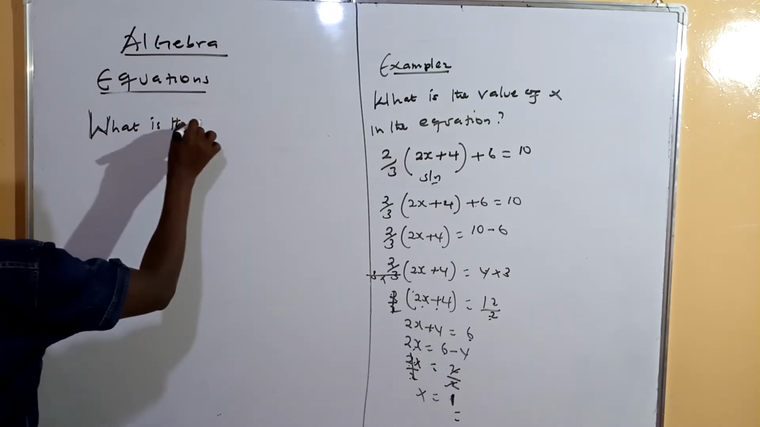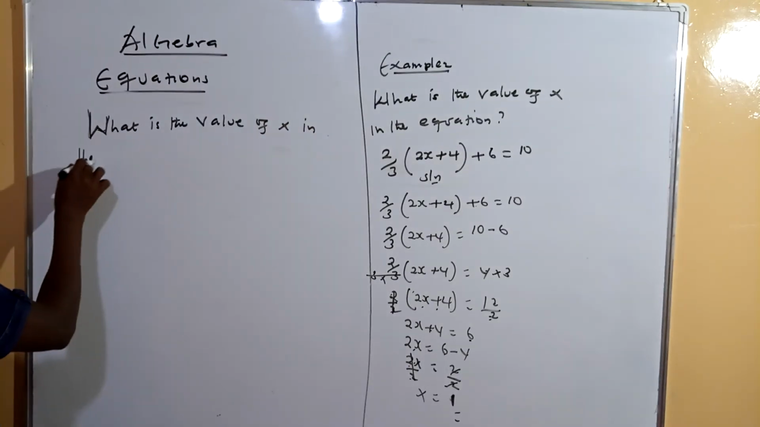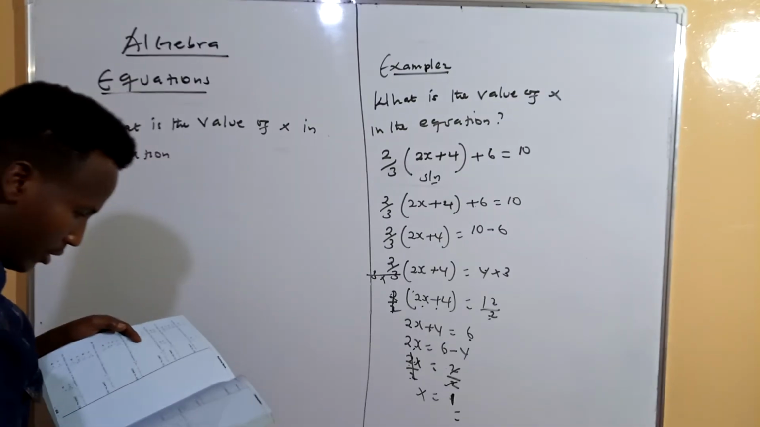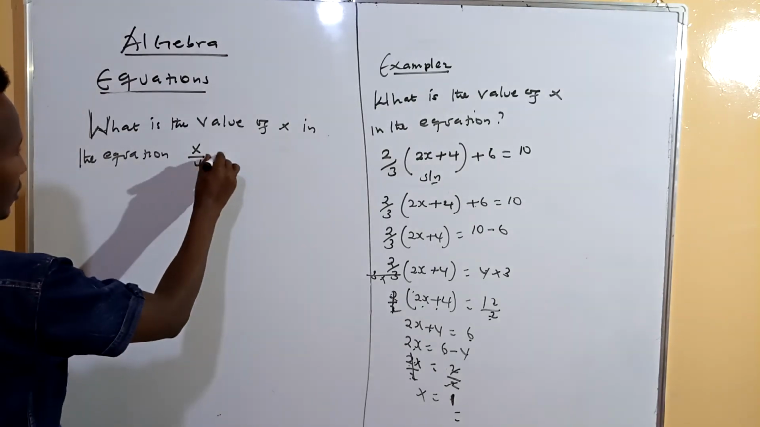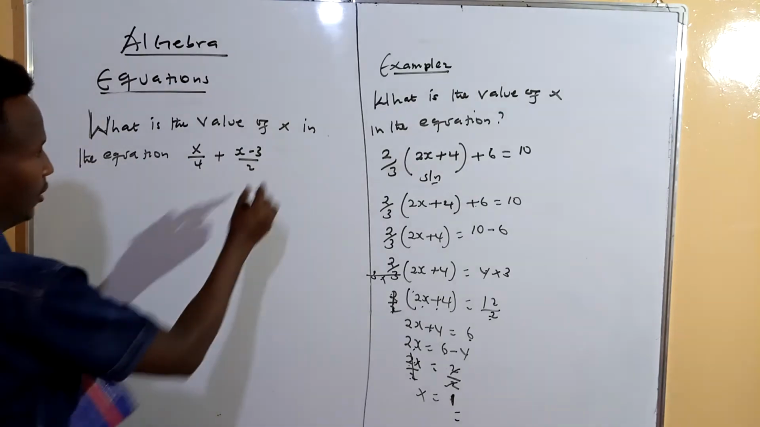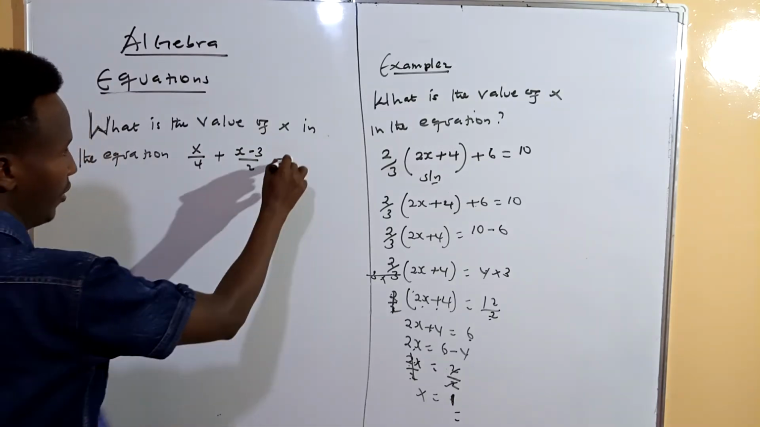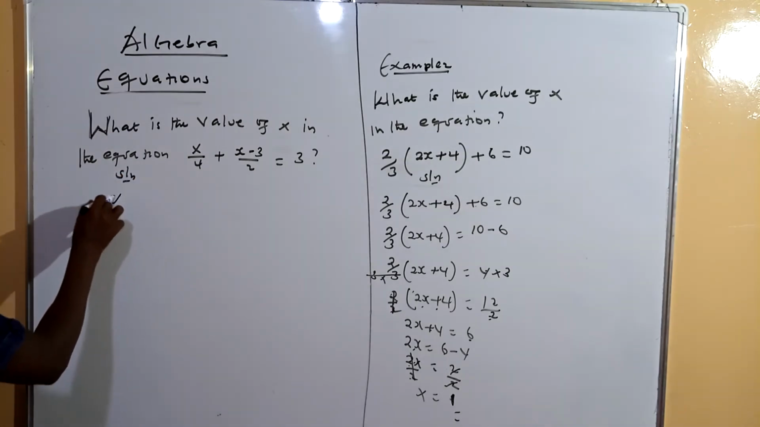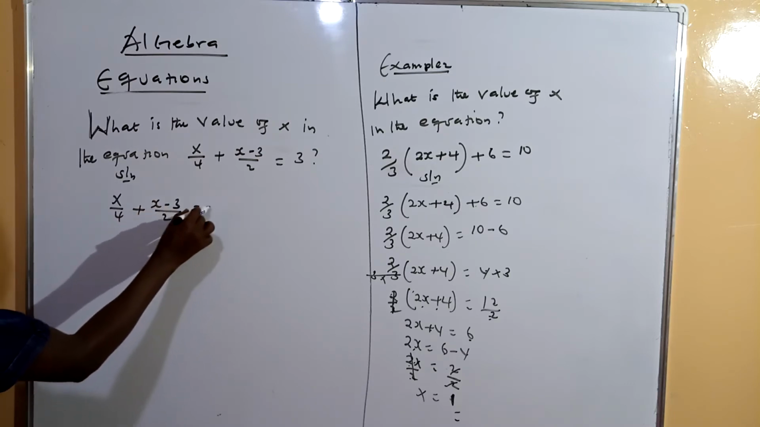What is the value of x in the equation? And this is your equation, remember? x over 4 plus (x minus 3) over 2 is equal to 3. So take your equation, we have a solution. We have x over 4 plus (x minus 3) over 2 is equal to 3.